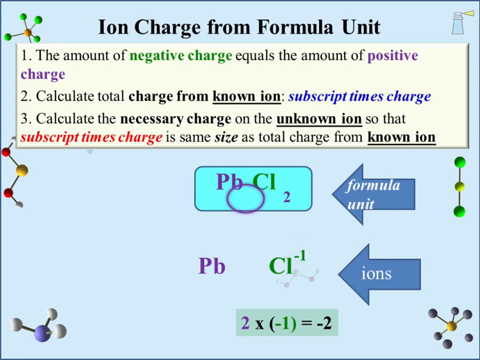To calculate the necessary charge on the lead, we need to multiply its subscript, an implied 1, by its currently unknown charge, such that the total positive charge from the lead ion is a +2. Same magnitude as the total negative charge from the chloride. Looking at the equation, we can deduce the necessary value since 1 times that value gives a +2. That, of course, is a +2. In this compound, lead is a +2 ion. Yes, going from formula unit to charge requires a bit more work, but the principles are the same.